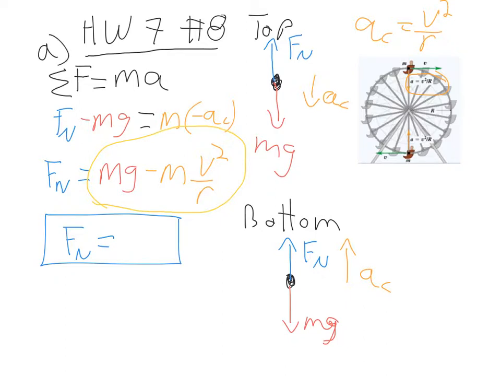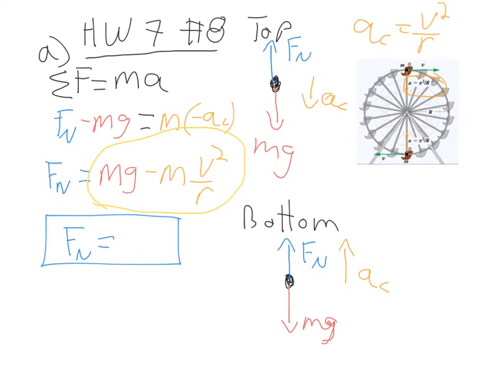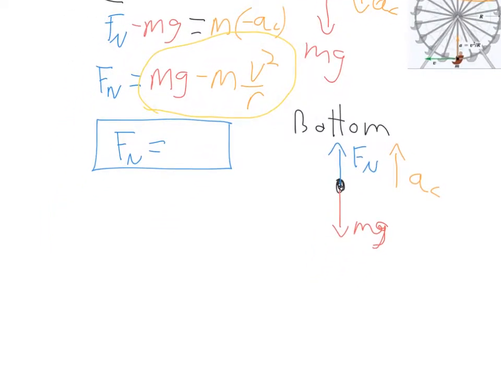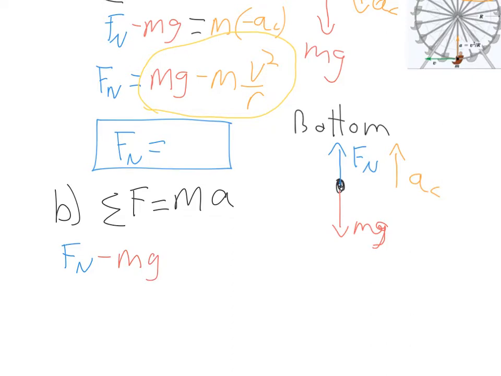Then in part B, I'm going to move down here just a little bit. For part B, we're asked to determine what's going on at the bottom. Again, we're going to look at the sum of our forces being equal to mass times acceleration. Now we have our normal force still in the positive direction, and we have minus our mg value, and that's going to be equal to mass times acceleration again. So this looks very similar to what we had before.